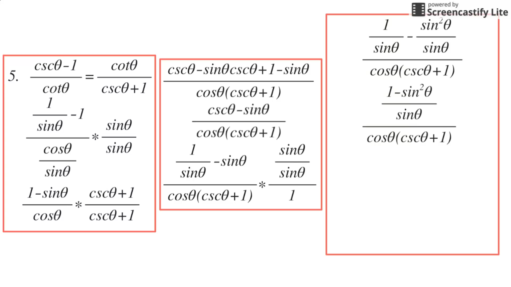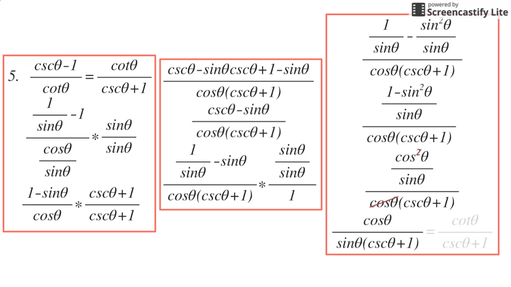Can combine those to 1 minus sine squared, which becomes cos squared, and the cos's cancel, and cos over sine is cotan, so it just becomes cotan over cosecant plus 1.